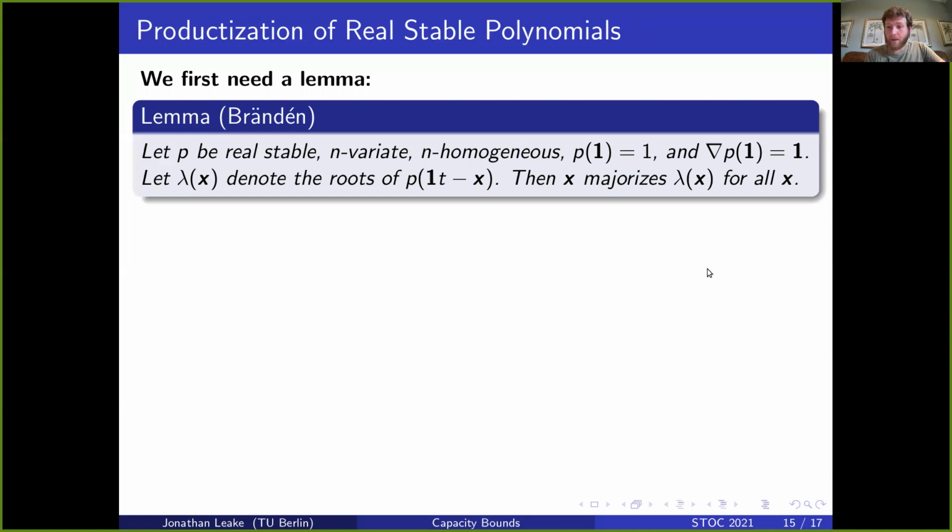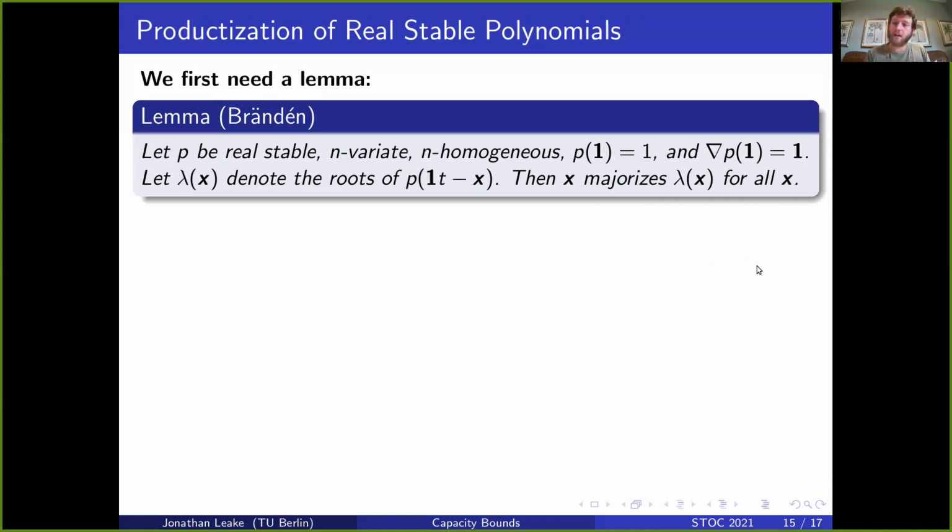And if you know what majorization means, it basically says that you have some doubly stochastic matrix, and a doubly stochastic matrix is a matrix where the row sums and the column sums are all 1, and that's exactly the matrix that you use for this product polynomial. So as an almost immediate corollary, you get the result for marginals equal to 1.